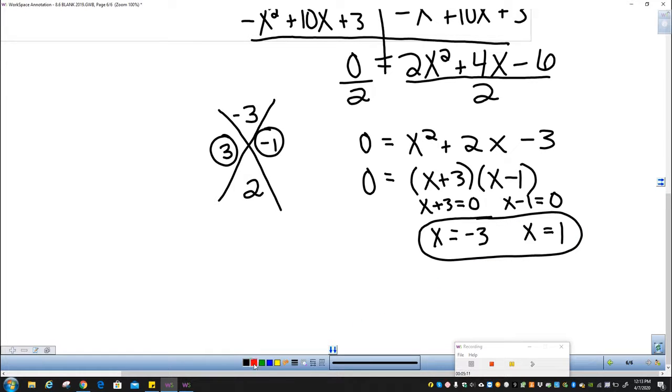At the very beginning of the problem, the restrictions would have been that x cannot be positive 3 and x cannot be negative 1. But notice how our actual answer ends up being the opposite sign of that, and so our answers are okay. They are not extraneous. They will not make the original equation have a denominator of 0.